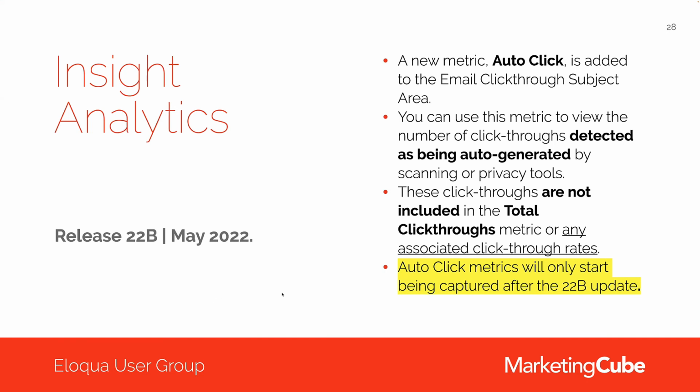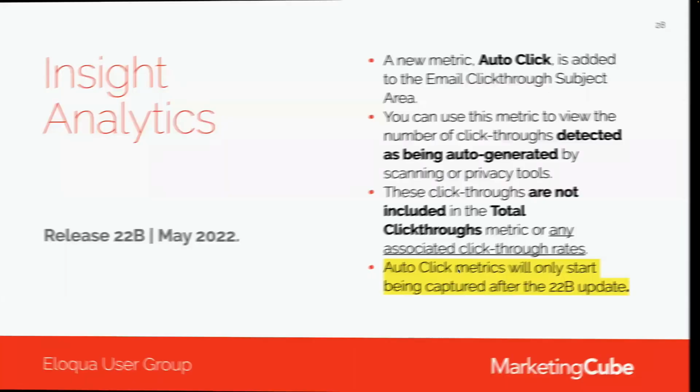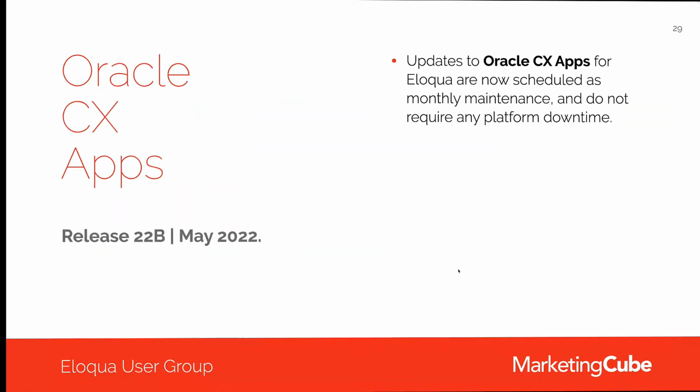A critical thing to understand in relation to the auto click is it's only being captured after the 22B update, which occurred in May. So as of May, everybody on this call will be on release 22B, and that process has begun. Again, it's something that you're able to track in Insight. If you're not sure how to do that, please reach out and we can help you understand that in a bit more detail.